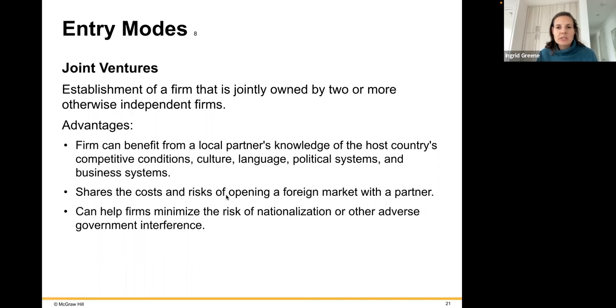It shares the costs and risks of opening a foreign market with a partner, and can help minimize the risk of nationalization or other adverse government interference. So India, for example, required that any foreign direct investment coming into India in the, I think, 80s, 90s, et cetera, and for a couple of decades there, had to create a joint venture, because they wanted the Indian firms to be able to grab onto some technology, so that they weren't being left in the dust by foreign investment. And so the government imposed these rules.